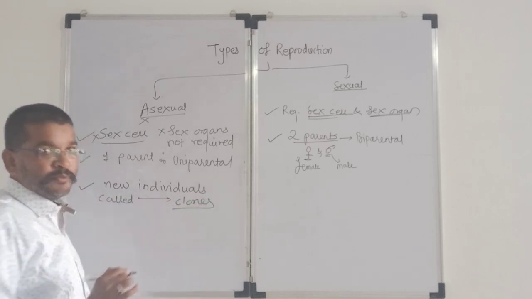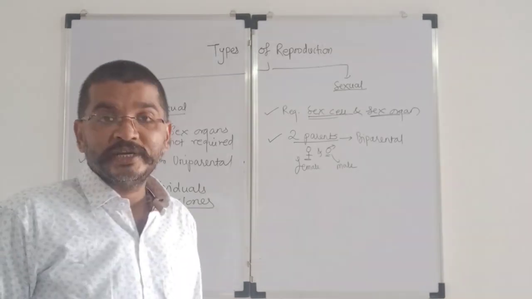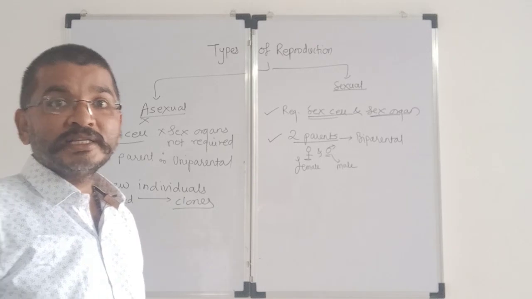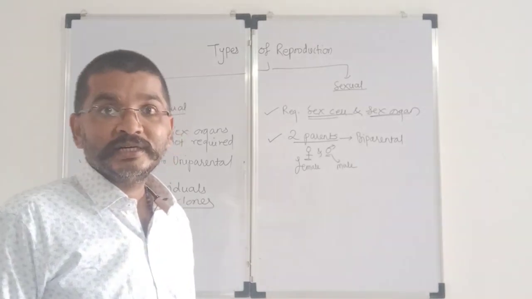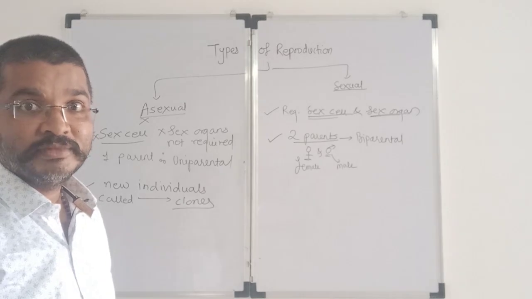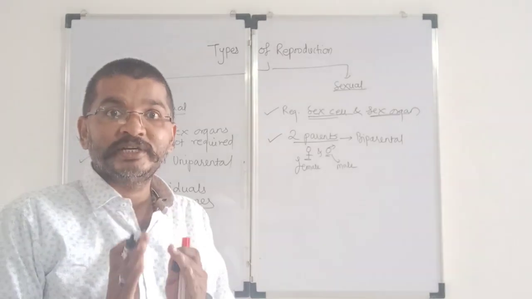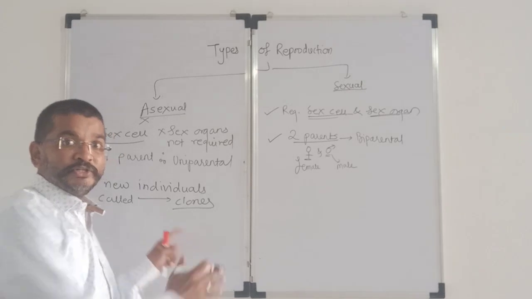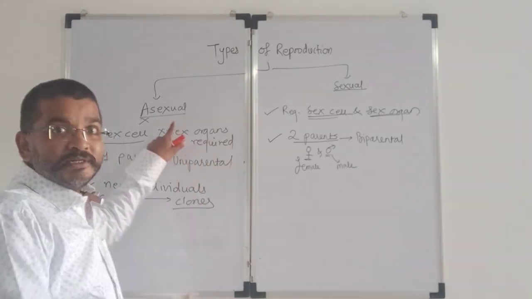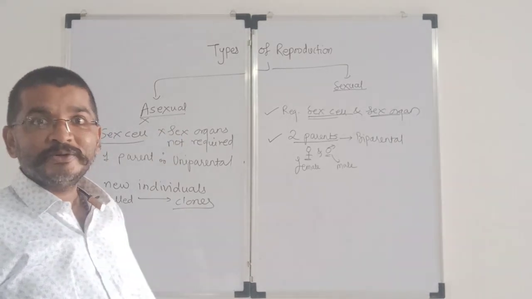Now this term is important. What is clone? Important for one mark question. So clone kya hai bhai? Clones are the group of individuals showing 100% genetically similar character. Such a group of individuals, or the group of individuals produced by the process of asexual reproduction, is called clones.